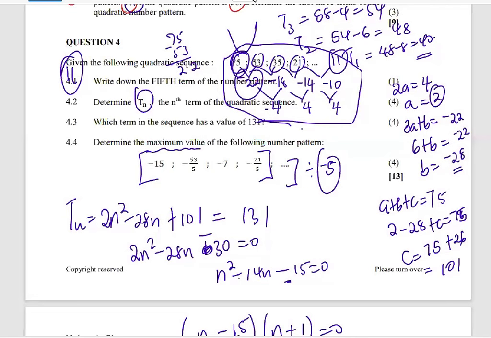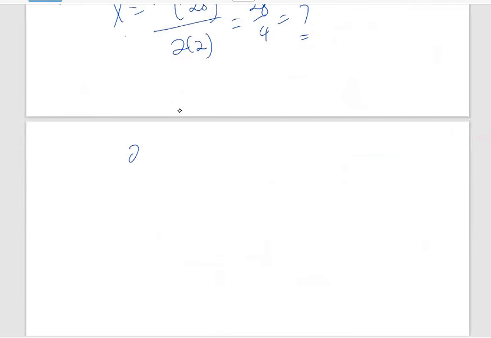Now the question wants the maximum value. So how do we get the maximum value? So we can get the general term, okay? And then replace that number of hours. Remember the general term was 2n squared minus 28n plus 101.